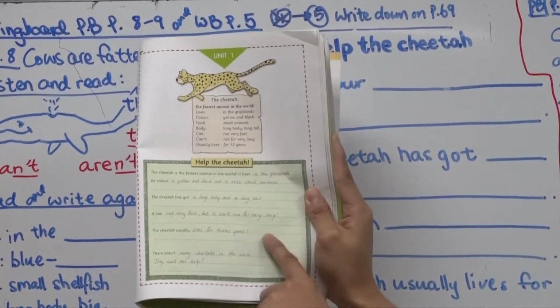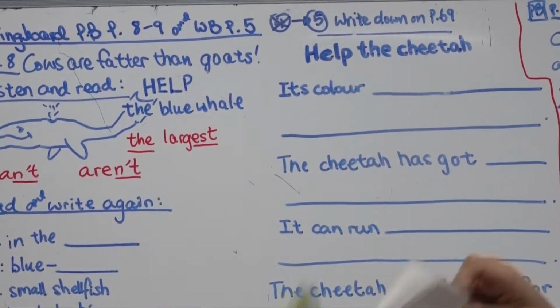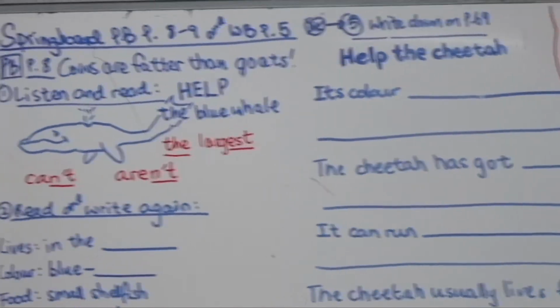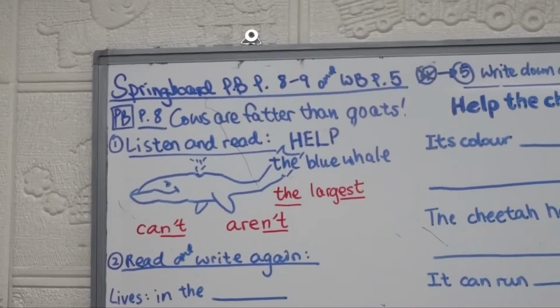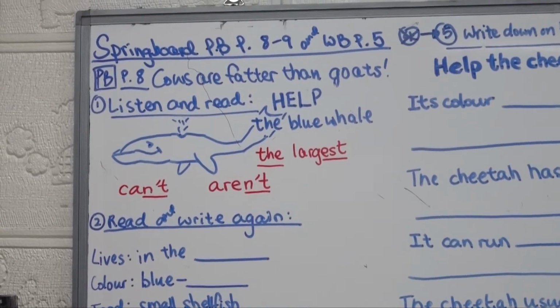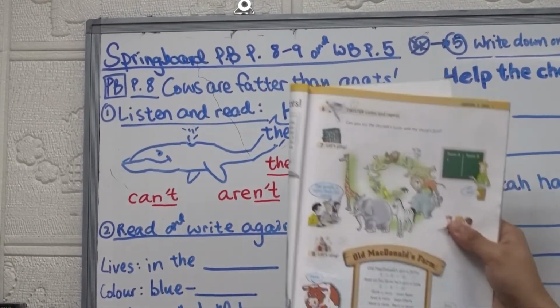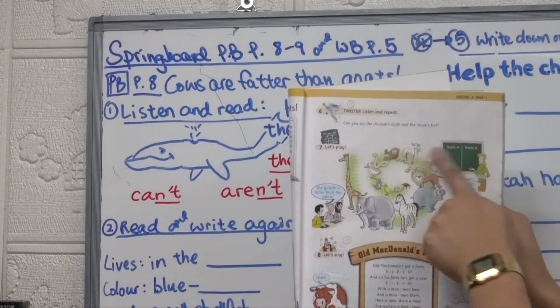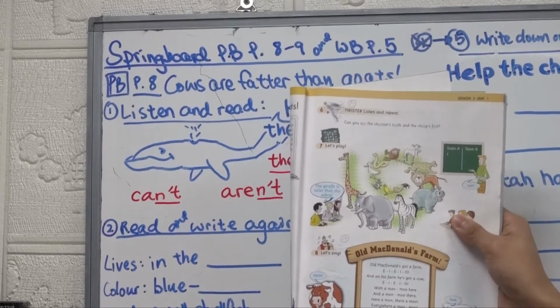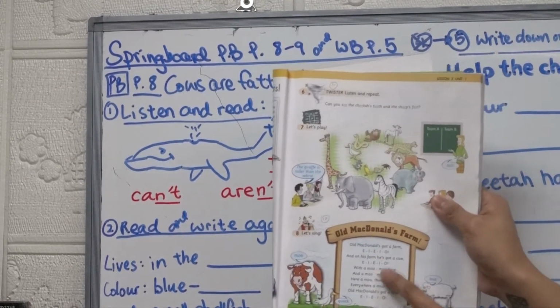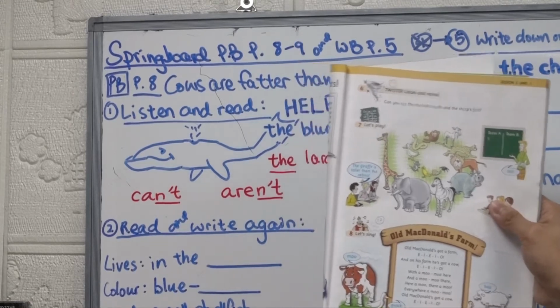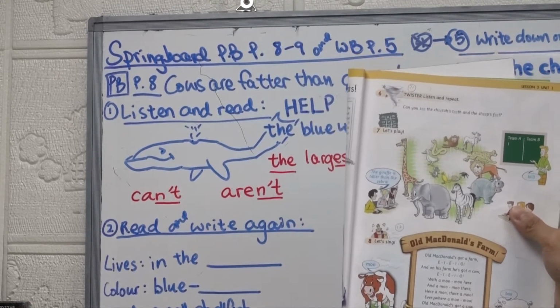Okay, after writing this, we will go to page 9 on our Pupils book, our PB, page 9. Page 9 is a lot more fun, okay? Less writing. We will do some listening exercise, alright? We can play some game if we have time, and then we will do some songs, okay? Old MacDonald's Farm. I think we all know that song.